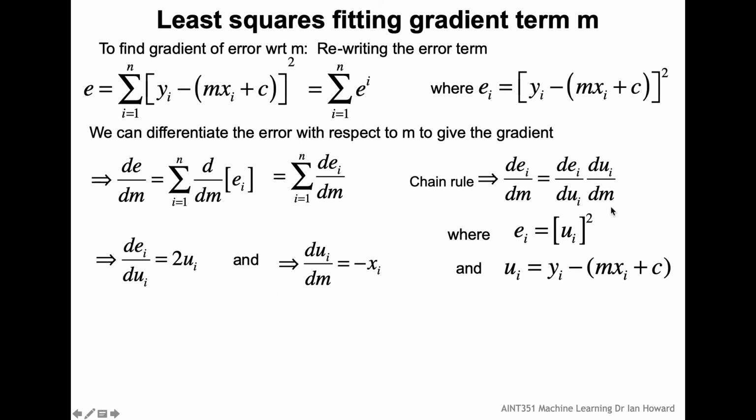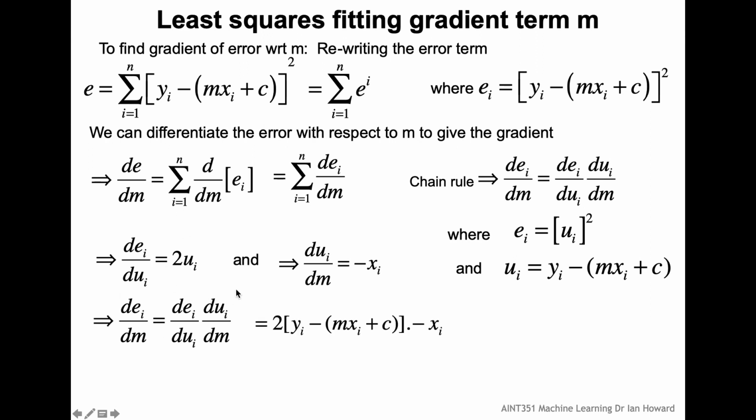So we've now got our two terms for the chain rule, the dEI/dUI and the dUI/dm. So we plug them together to get the overall dEI/dm, right? So here's the 2, that's the 2 times ui, so we put the ui, this term, fully back in again, multiplied by the minus xi here. And then it's just a question of substituting this sample error back into this expression here, which gives you the error across the entire data set. So that basically involves putting the sum back in, between i equals 1 and n.